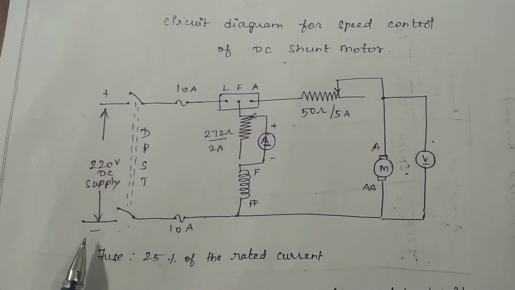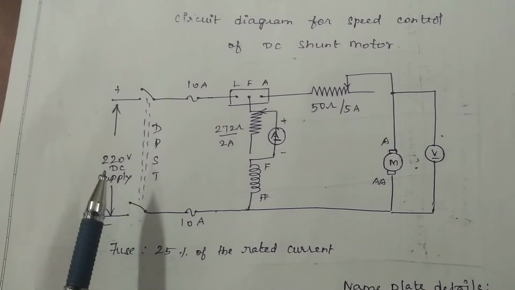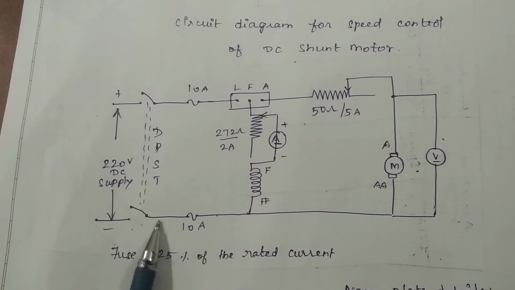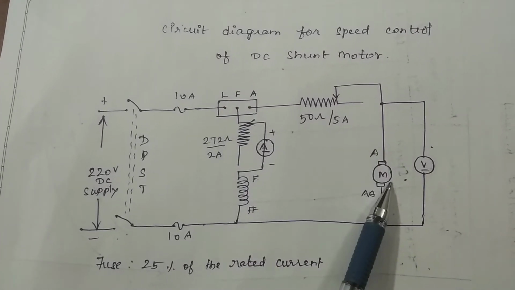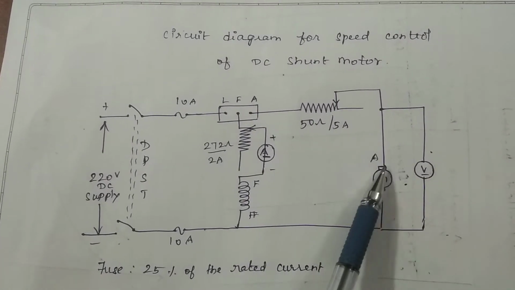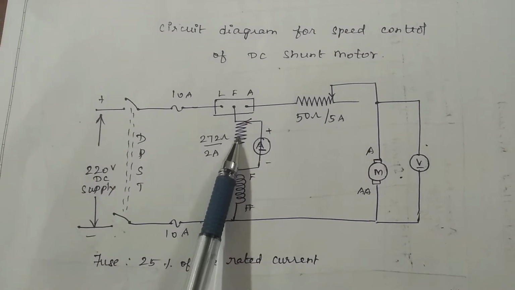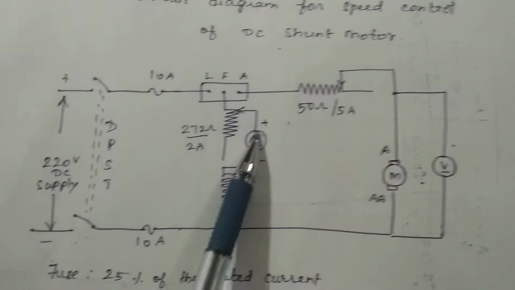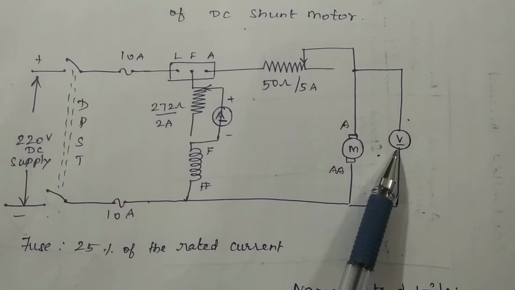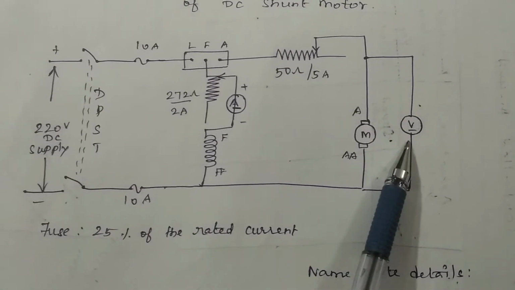And if you see here the circuit diagram, from the supply it is going through the starter to the armature, and a rheostat is connected to the armature, and a rheostat is connected to the field. And to measure the field current, you have an ammeter here. To measure the armature voltage, a voltmeter is connected across the armature.